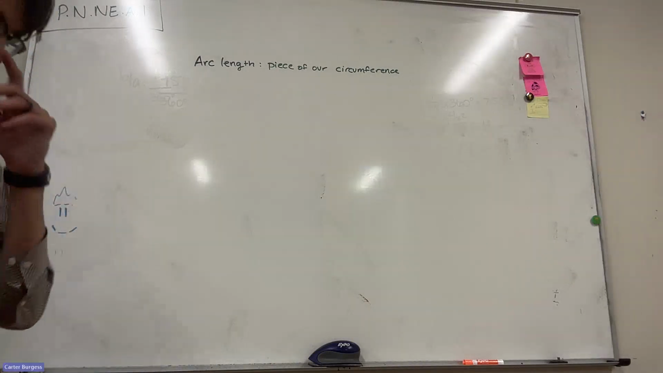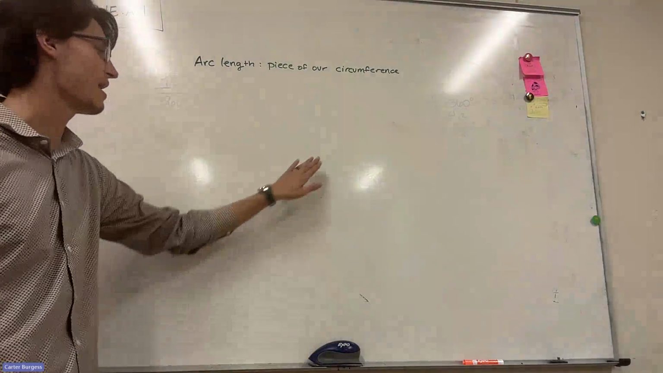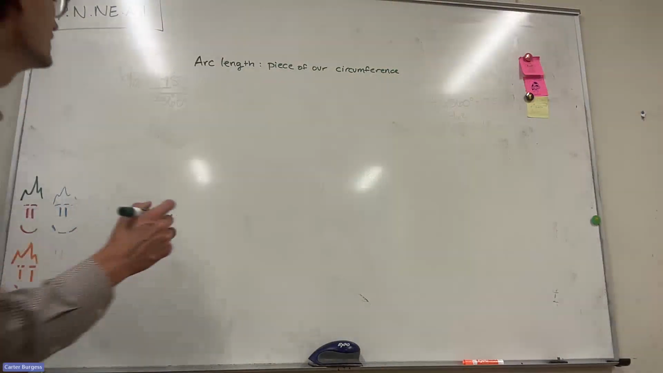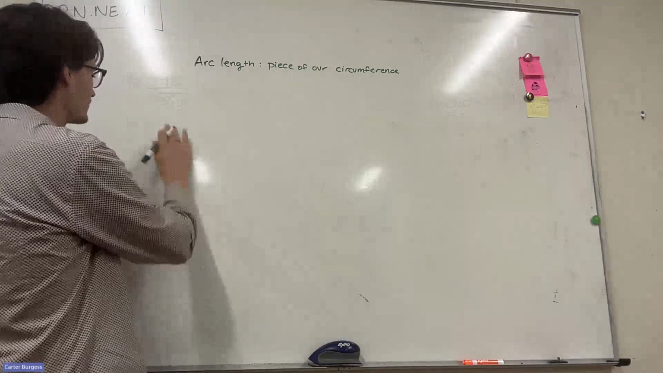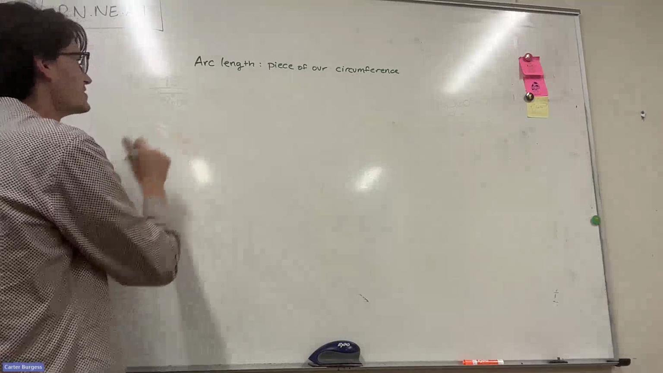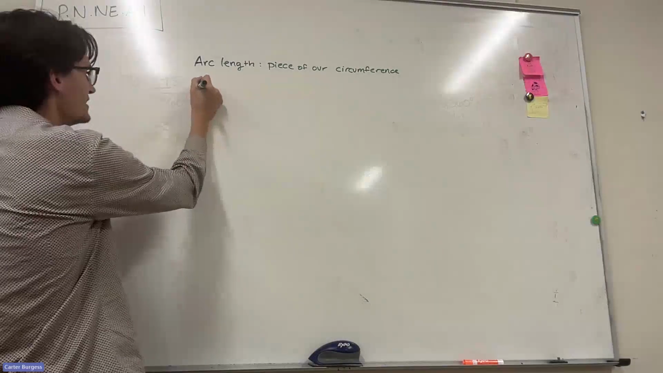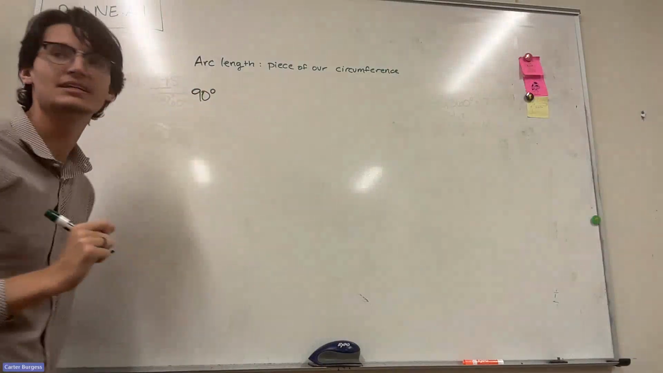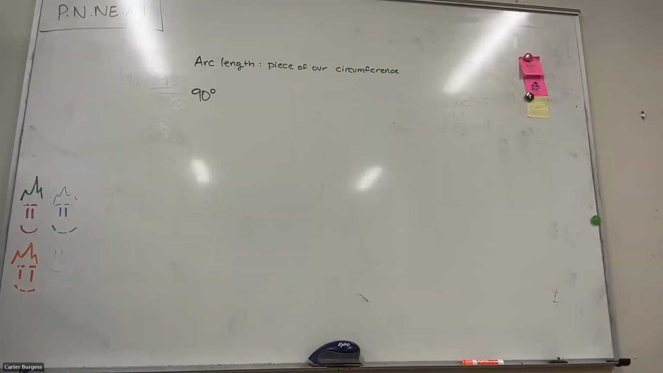If we are looking at the arc length as a piece of our circumference, and that piece, let's say, is created by a 90-degree angle, how could I take that 90 degrees and convert it into that distance that I traveled, that piece of the circumference?